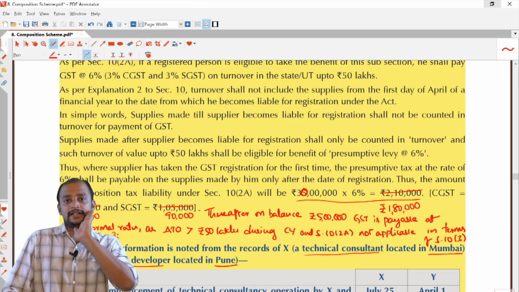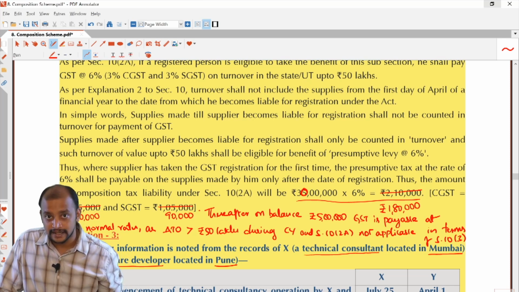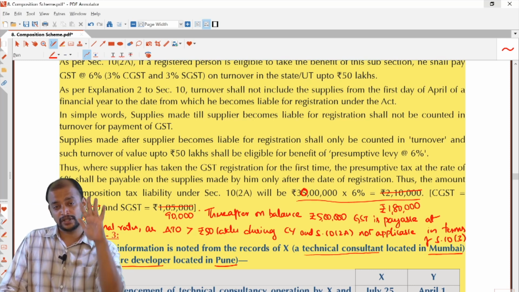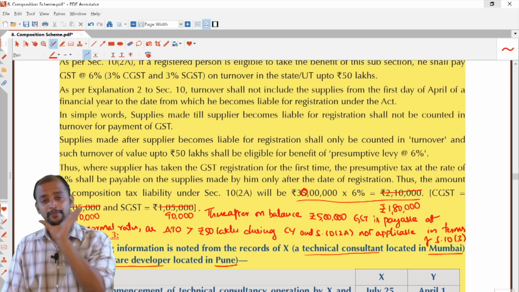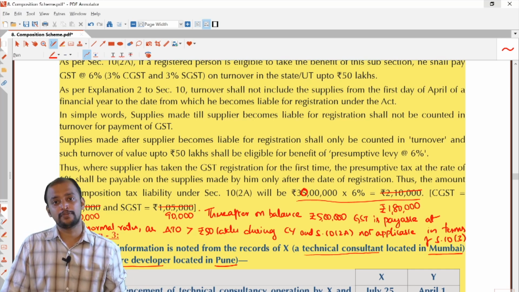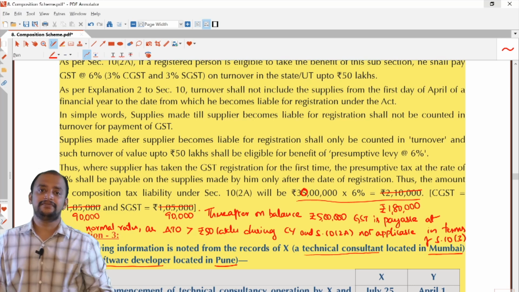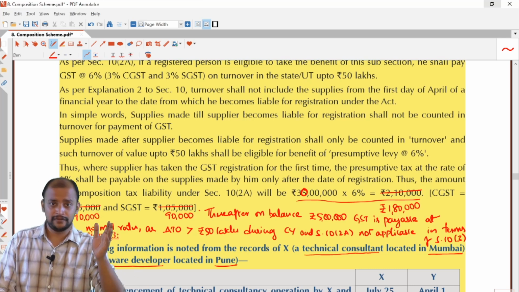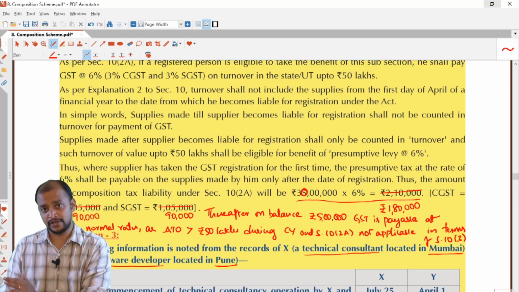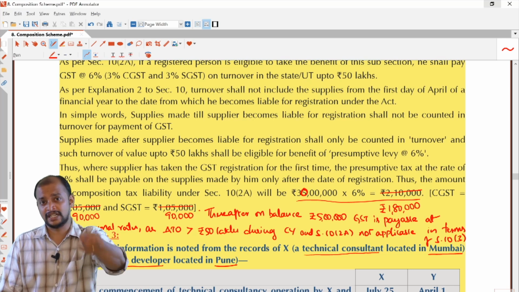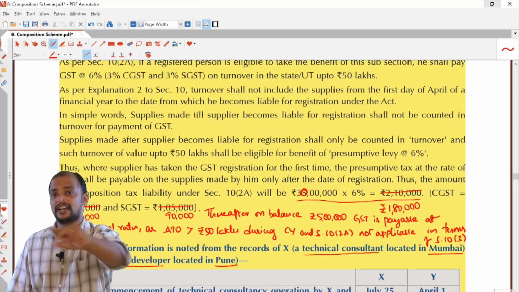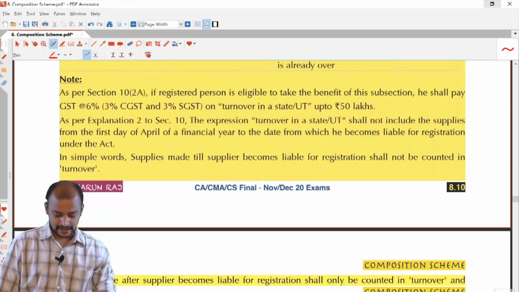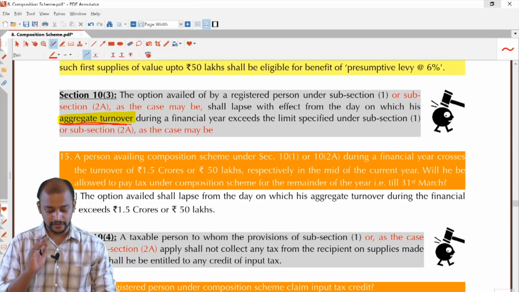Sir, up to the threshold, no tax. Beyond the threshold and up to 50 lakhs, or beyond the threshold and up to 1.5 crores, we need to pay tax at the composite rate. Once you cross that 150 lakhs or 50 lakhs or 75 lakhs, as the case may be, you will be coming out of the composition scheme and you will go into the normal scheme, because the word used in section 10 subsection 3 is aggregate turnover, and aggregate turnover includes the threshold limit also. So that's the explanation for section 10 subsection 3.